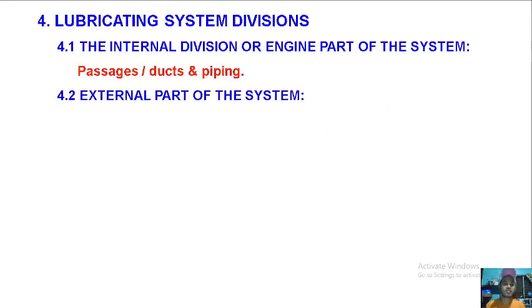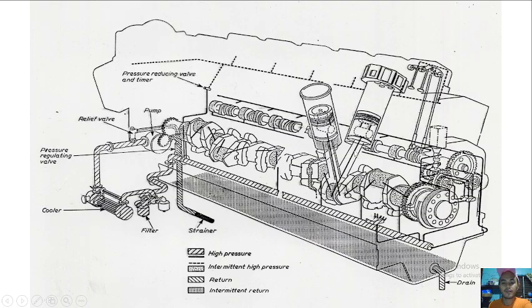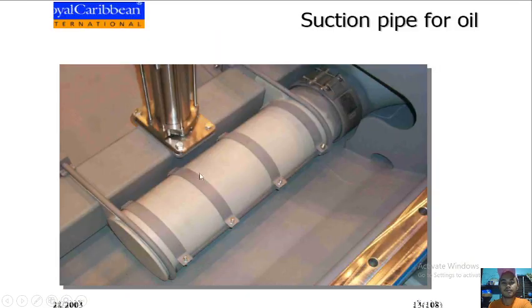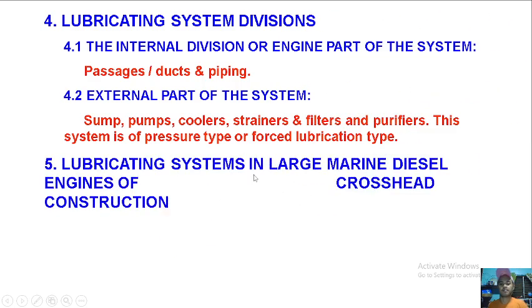We also have the external part of the system, which are the sump, the pumps, the coolers, the strainers, the filters, and the purifier. This system is of pressure type or forced lubrication type. Everything that is outside the engine is the external part of the lubrication system, such as the wet oil sump and the suction pipe for oil.